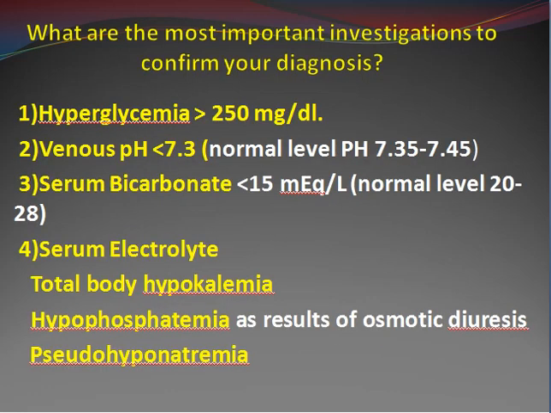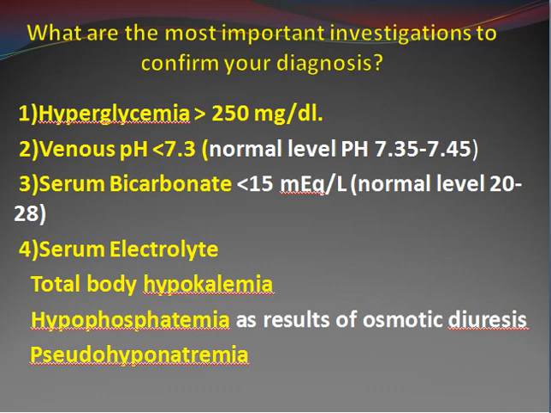What are the most important investigations to confirm your diagnosis of DKA? First, we have hyperglycemia, more than 250 mg per deciliter. Venous pH less than 7.3. The normal range is between 7.35 to 7.45. Serum bicarb level less than 15 milliequivalent per liter. The normal range is between 20 to 28 milliequivalent per liter.